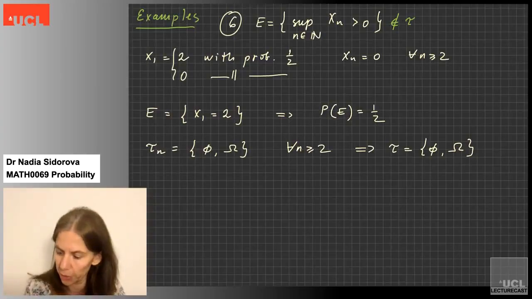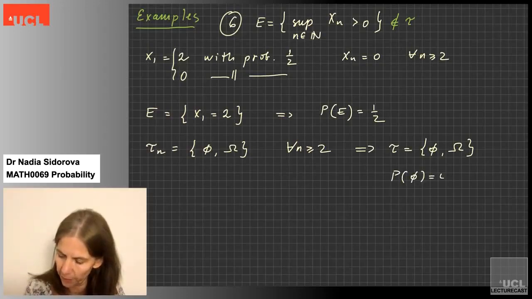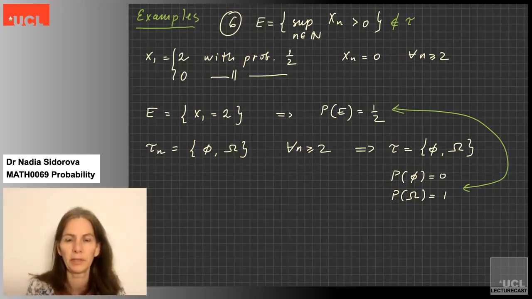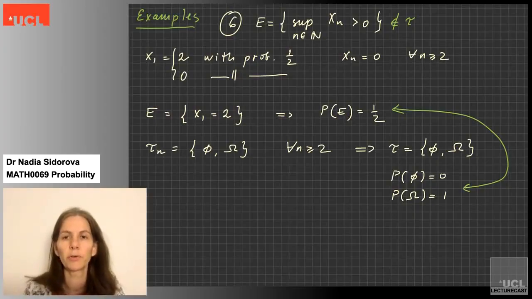So this is my tau, and it has two sets only. The probability of the empty set must be 0. The probability of the set omega must be 1. And this means neither of them can be my set E, because I know for sure that the probability of my set E is 1/2. And this is a formal proof that the set E is not in the tail sigma algebra at all.